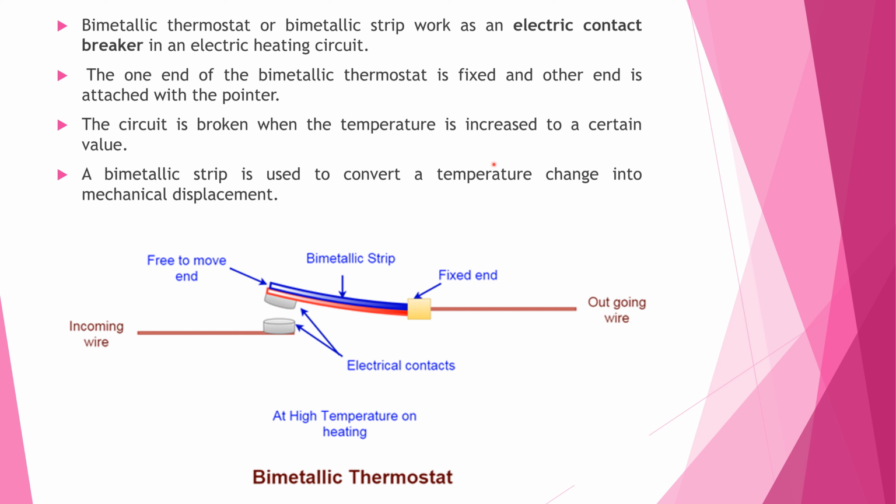When the temperature of this strip is increased, the strip bends and the circuit is broken. So we can say that a bimetallic strip is used as an electric contact breaker, or a bimetallic strip is used to convert a temperature change into mechanical displacement.